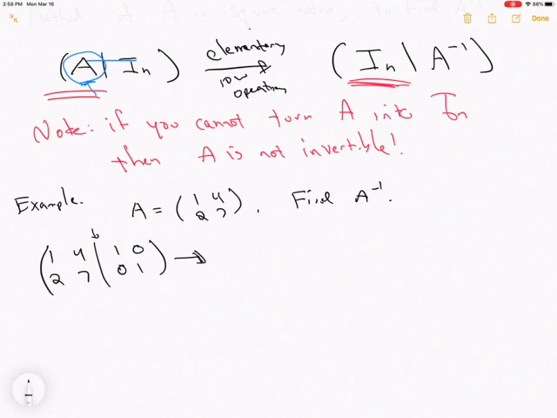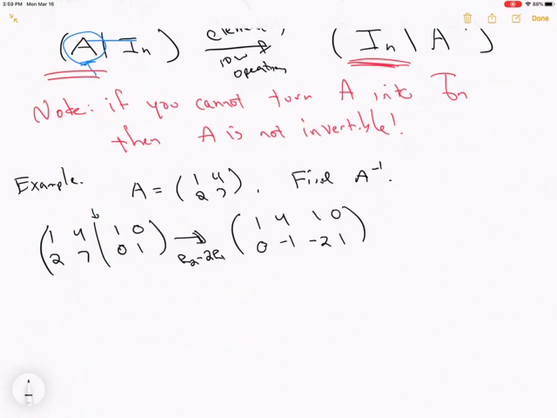So for example, we can leave the first row alone, and then we can take the second row and subtract from it twice the first row. So 2 minus 2 times 1, 7 minus 2 times 4 gives us a negative 1, 0 minus 2 times 1 gives us a negative 2, and that just becomes a 1. So you can check that that's alright. So all we did was we modified the second row on the left side.